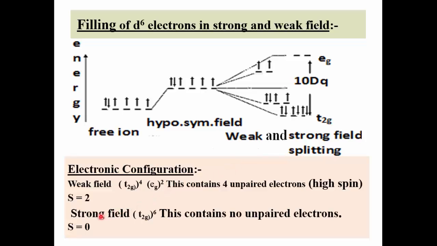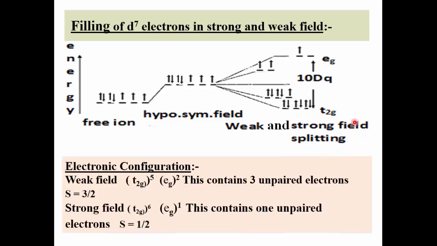So in strong field, the electronic configuration is T2g6, in which there is no unpaired electron. Got it? There is no unpaired electron, and hence the value of spin is equal to 0. This is the difference in weak ligand field and strong ligand field. In weak ligand field, there are 4 unpaired electrons, while in case of strong ligand field, there is no unpaired electron. Then see d7. So this is free metal ion.